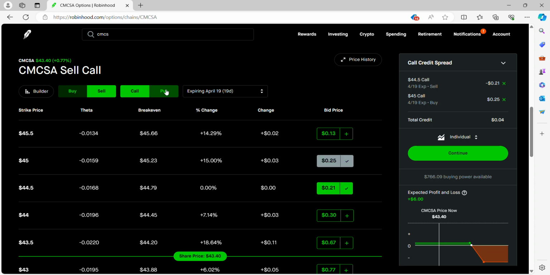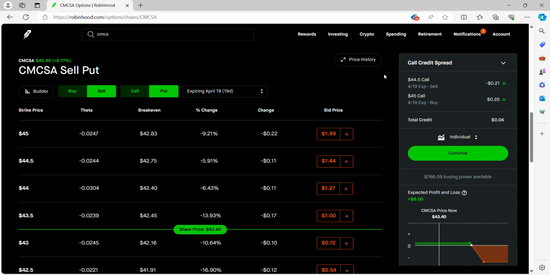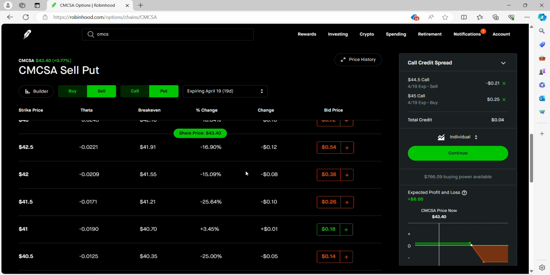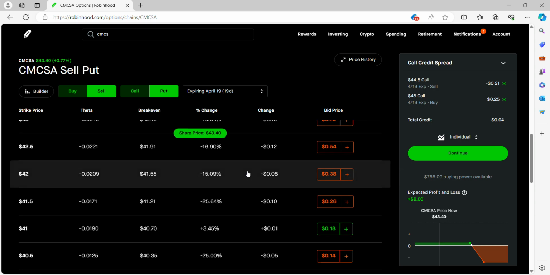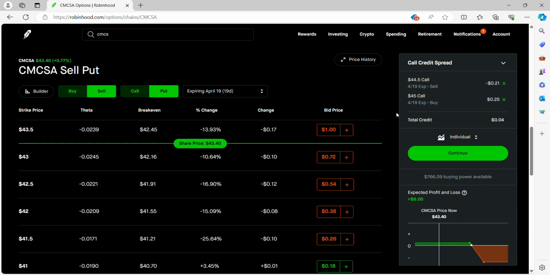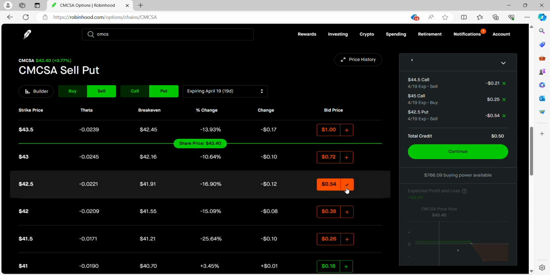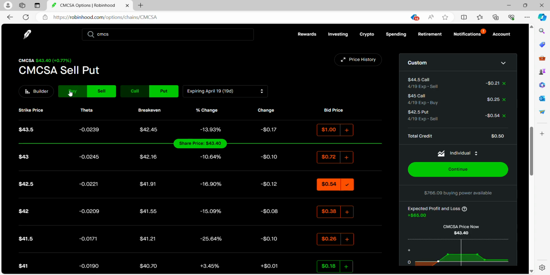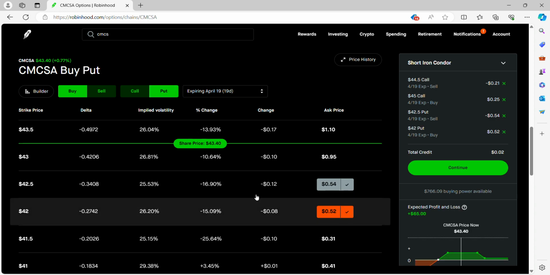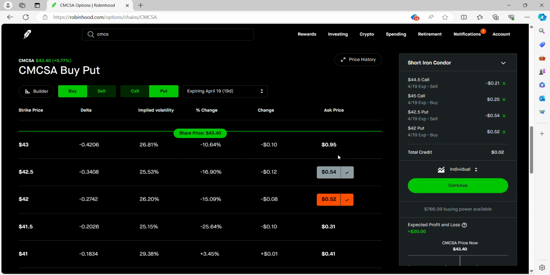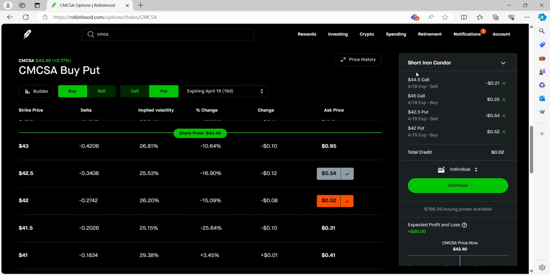We can do the same thing with the puts, but we're not just going to use the call spread or just the put spread. We can combine these two into one order. So now that we have our call spread, let's set up our put spread. The 42.50, we're going to buy the one below it. Okay, and now we have something called an iron condor, where we have two spreads going in at the same time.